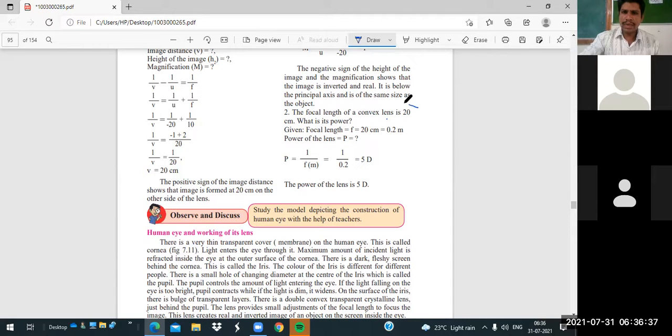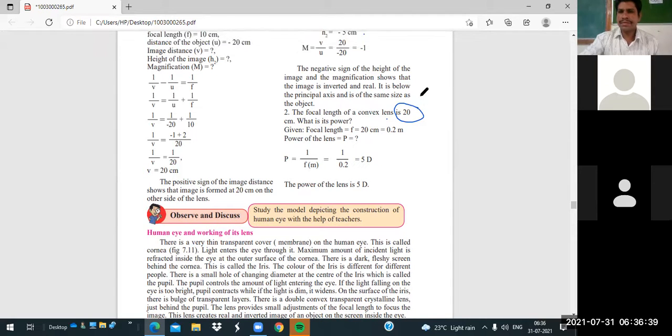Same. The focal length of a convex lens is given here as 40 centimeter. You have to find its power. Who will tell me? What will be the power?